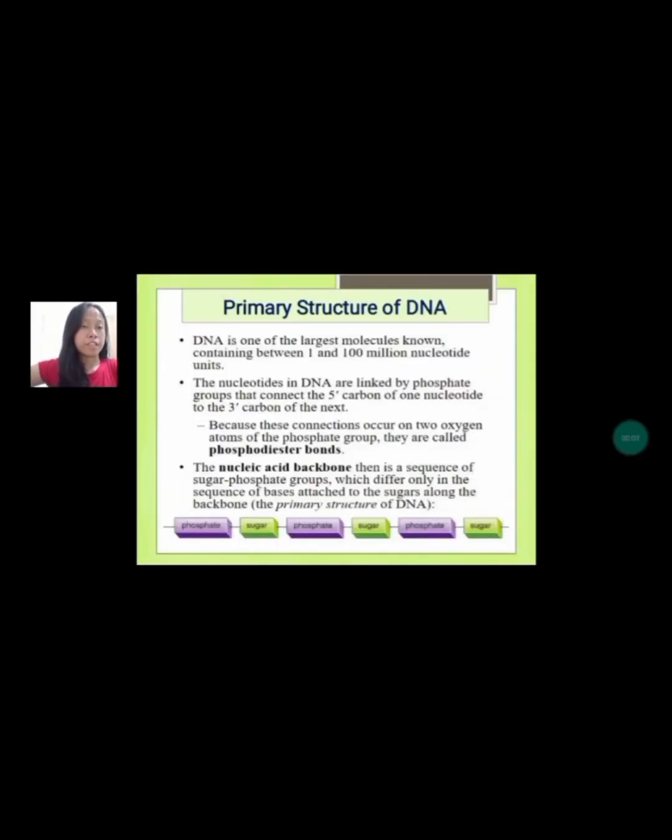Primary structure of DNA. DNA is one of the largest molecules known, containing between 1 and 100 million nucleotide units.